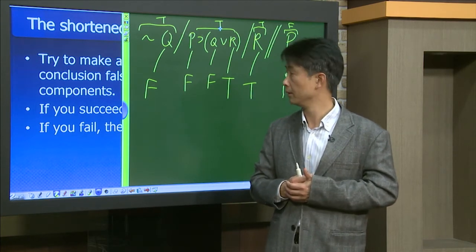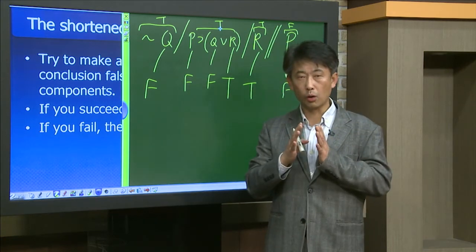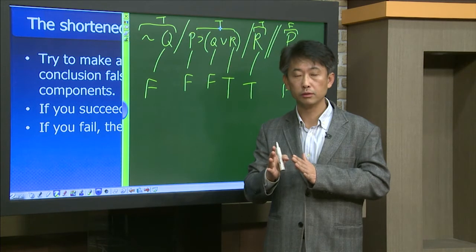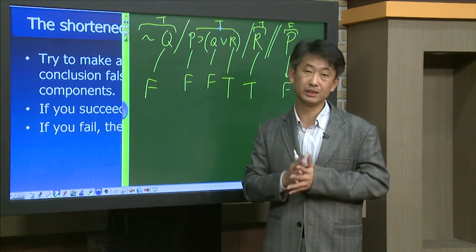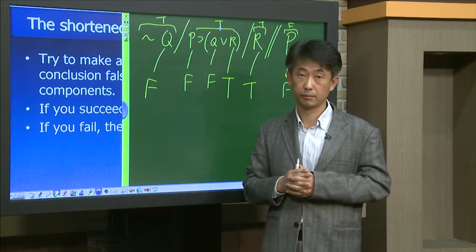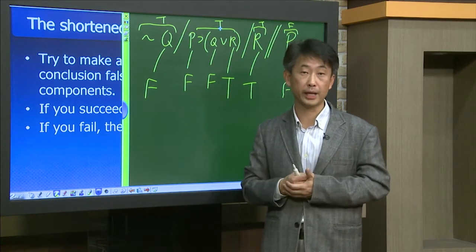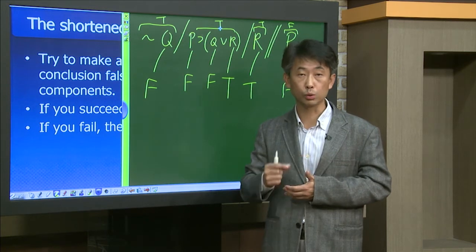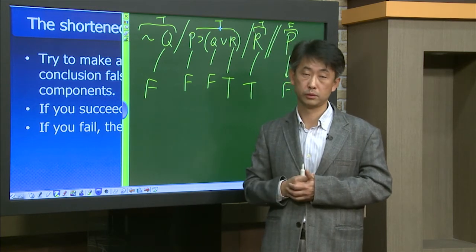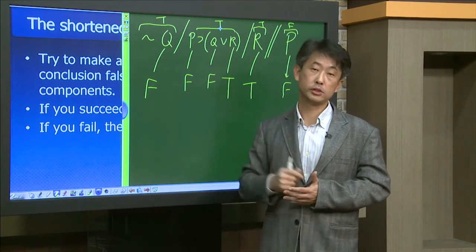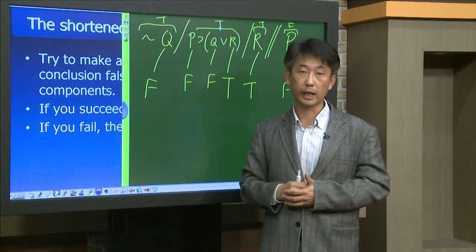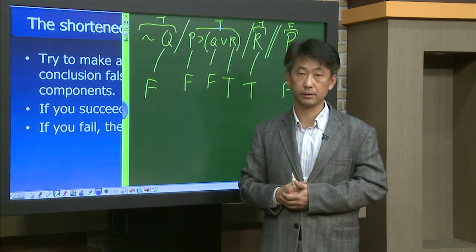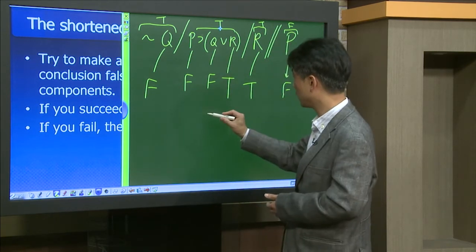Okay? The fact that all the premises can be true and the conclusion false means that the argument is not valid. Because validity of an argument means that if the premises are true, the conclusion has to be true. So the fact that all the premises are true and the conclusion false means that the argument is not valid. So you can conclude that here.